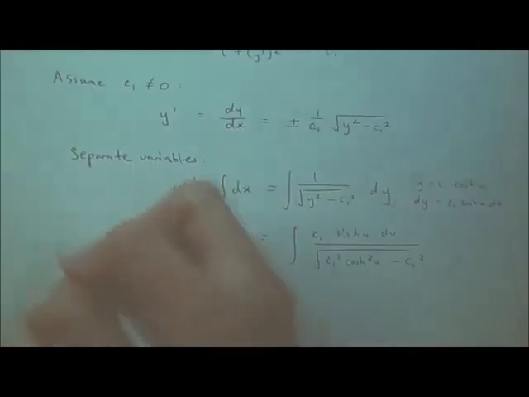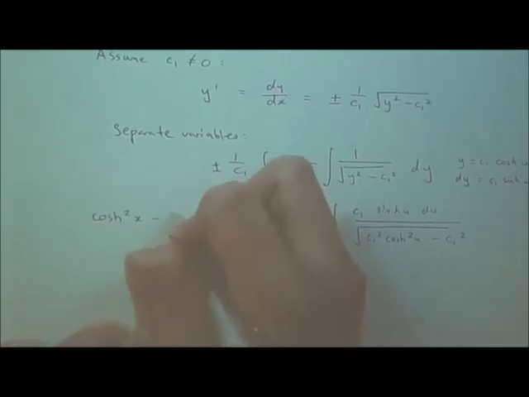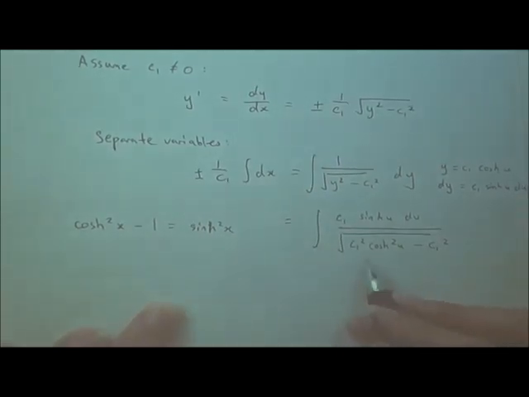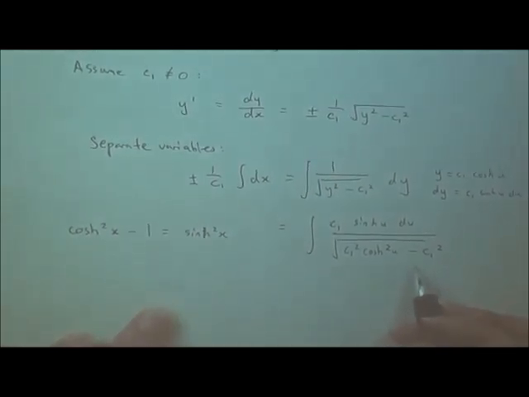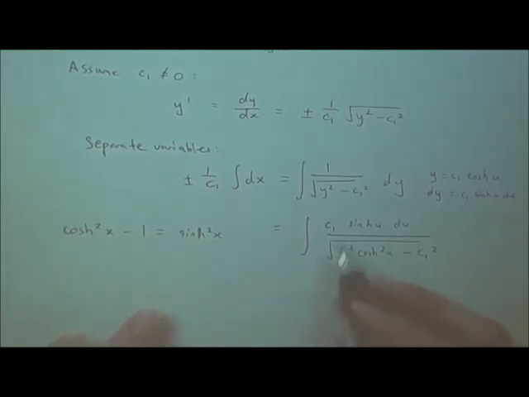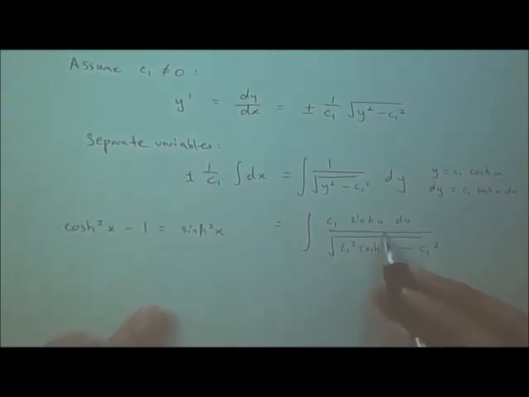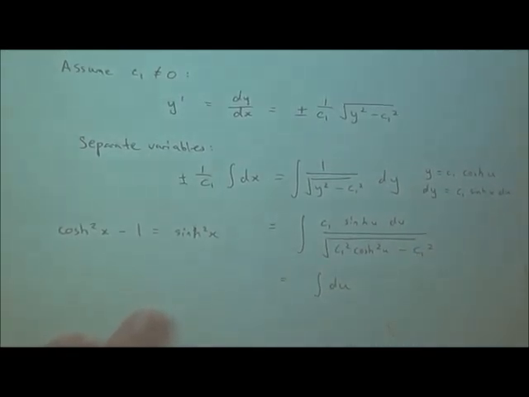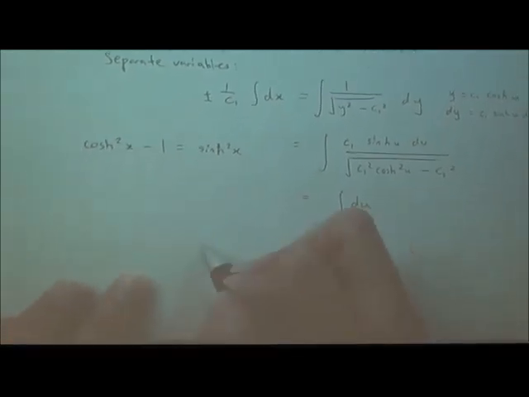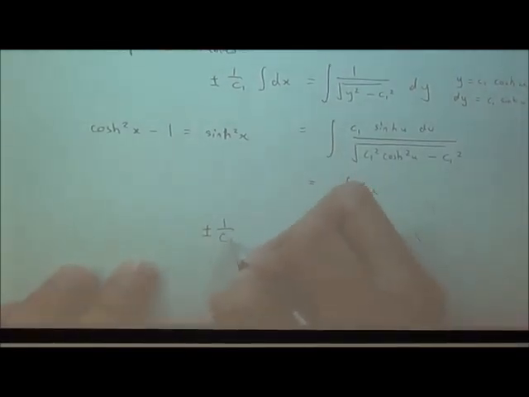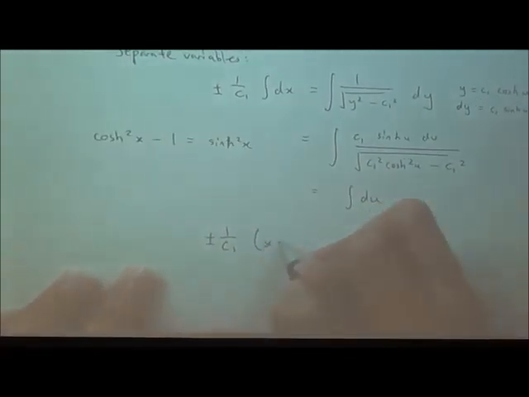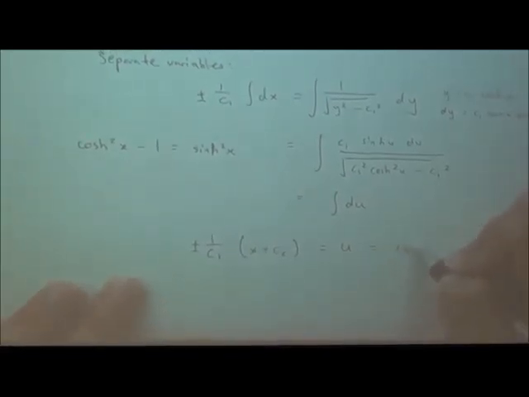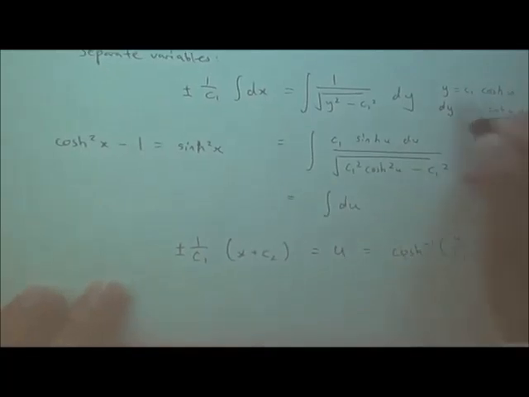you may recall that cos squared x minus 1 equals sine squared x. By the same token, on the bottom here, we've got c1 sine squared u. Sorry, c1 sine u, we'll have to take the square root. And on the top, we also have the same thing. So this simplifies to the integral of du. So what we have here is plus minus 1 on c1. Integral dx is just going to be x plus a constant equals u, and this equals inverse cosh of y on c1 from here.